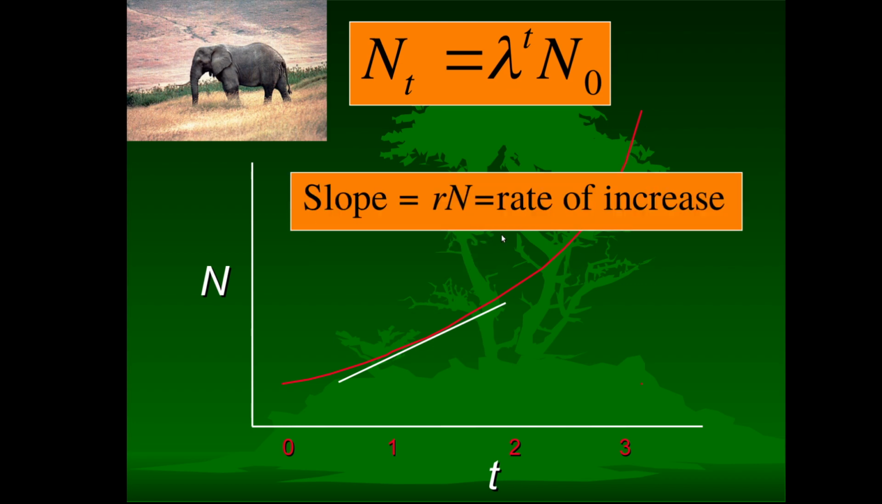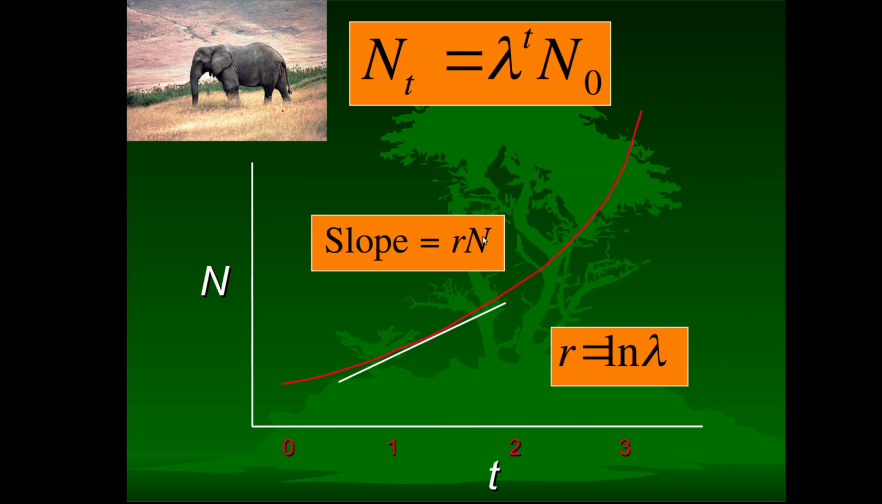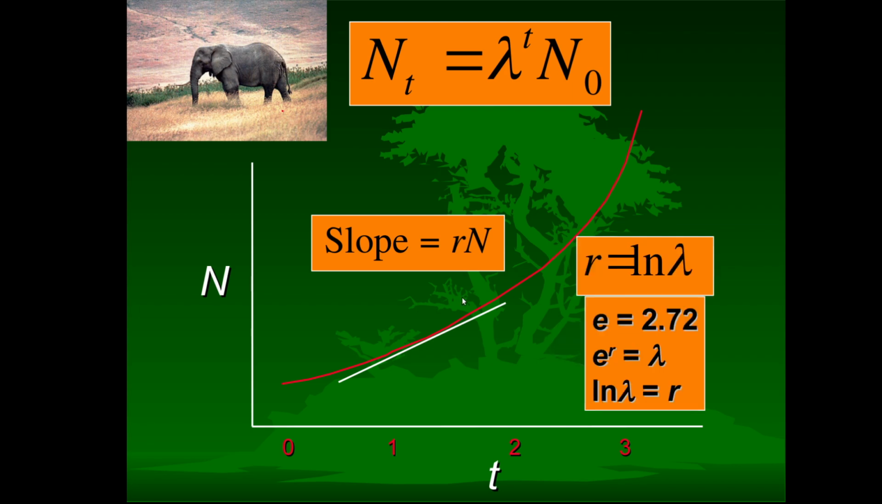So what is r then? Here's where calculus comes in again. It turns out that r is just the natural logarithm of lambda. What's a natural logarithm? It's just the log base e. E is a special number in calculus equal to about 2.72. The natural log of a number is just how many times you have to multiply e by itself to get to the number. So by definition, the log base e of e to the r is equal to r.